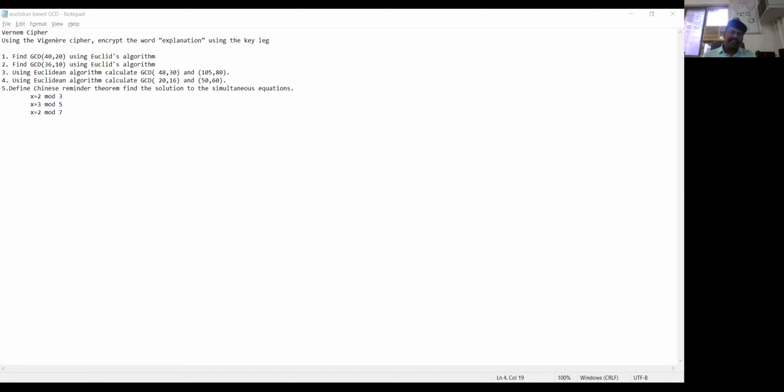If I apply this again, GCD of 18 comma 12, so 18 mod 12, which means 12 comma 6. If we continue, 6 comma 12 mod 6, which will give 6 comma 0. This process has to be repeated until the remainder is equal to 0, so we identify that the GCD of 48 comma 30 is 6.